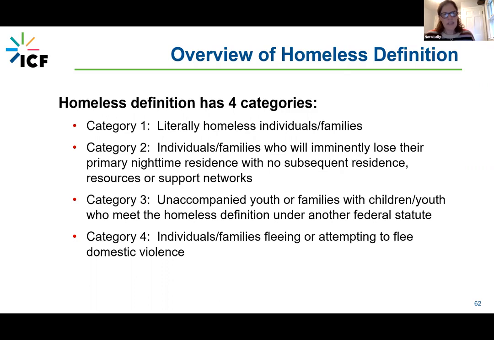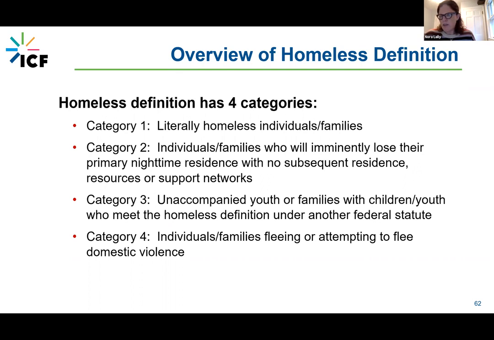So we'll go next to the category 2 definition, which is individuals or families who will imminently be homeless, meaning that they will lose their primary nighttime residence within 14 days. There's also some specificity, some requirement that there's no other resource identified and they don't have any resources or support networks to obtain other housing.